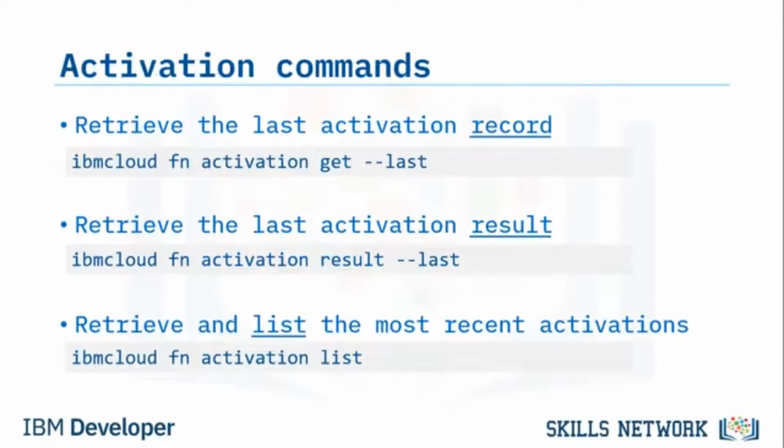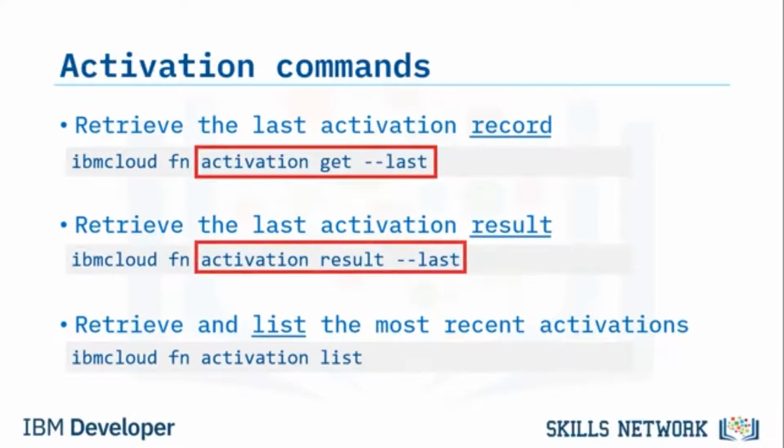Keeping track of the activation IDs can be challenging, and there are activation commands that can help. The activation get command run with the last flag retrieves the last activation record. You can also retrieve the last activation result by using the last flag with the activation result command. Finally, if you want to retrieve prior activation records or results, use the activation list command to list the most recent activations, which includes their IDs.